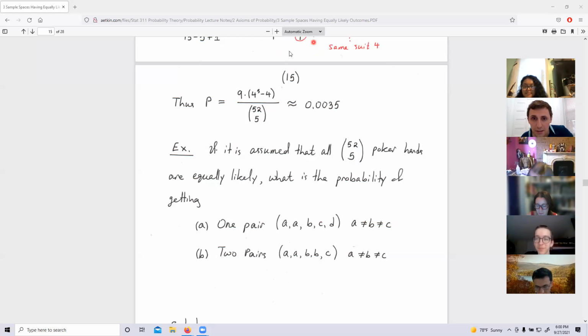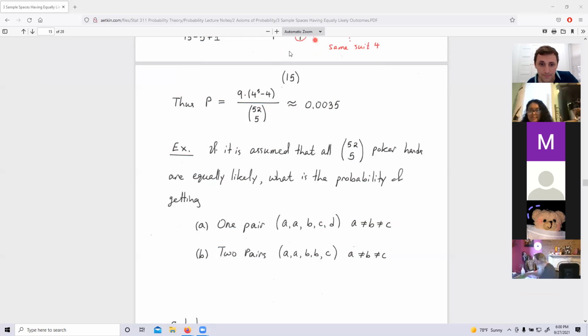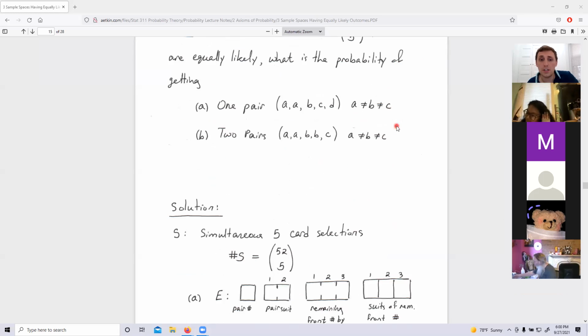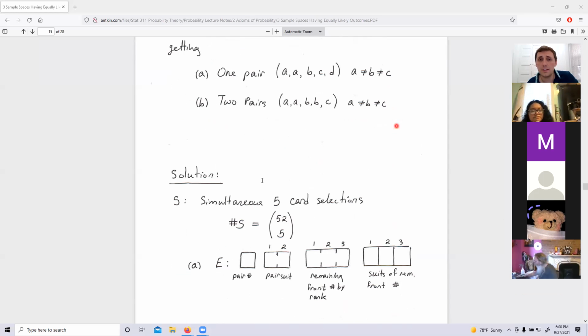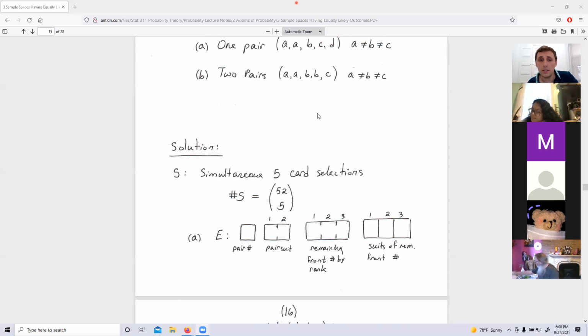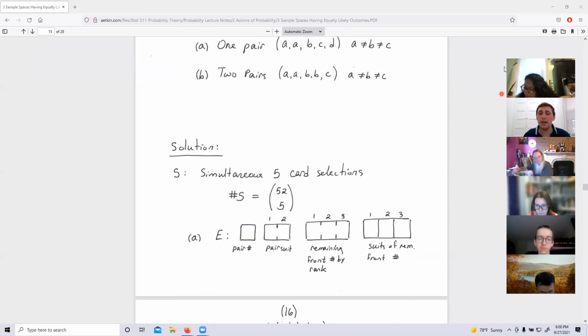So let's understand it, right? It will be much more pleasant. So this is the situation, guys. First of all, there is no problem about the denominator, correct? Denominator is 52 choose 5, agreed? Now let's make ourselves a protocol for the numerator.